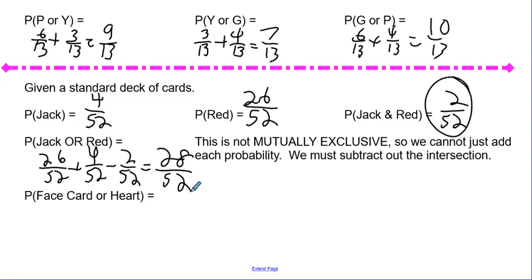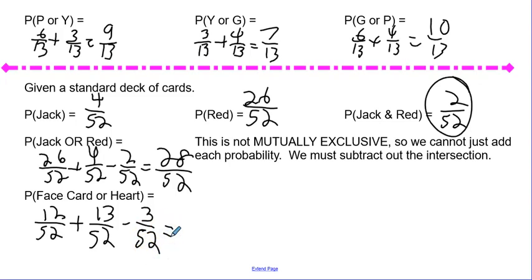Okay? Now face cards. How many face cards are there? 3 of each suit times 4 is 12. How many hearts are there? Well, only 13. But remember, there are 3 red face cards that are hearts. And we cannot count them twice. So we have to subtract it out. And that gives us 22 out of 52.